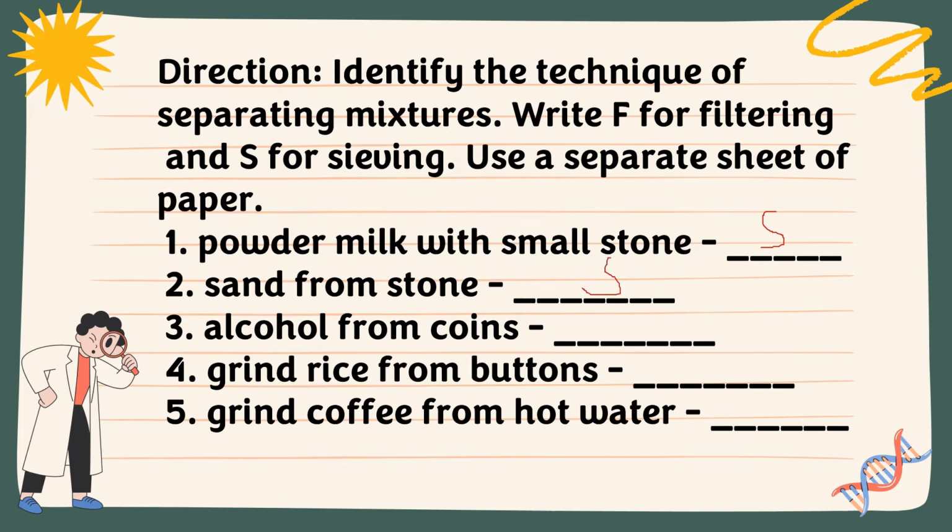Number 3. Alcohol from coins. The answer is F, filtering. Number 4. Grind rice from buttons. The answer is S, sieving. Number 10. Grind coffee from hot water. The answer is filtering, F.